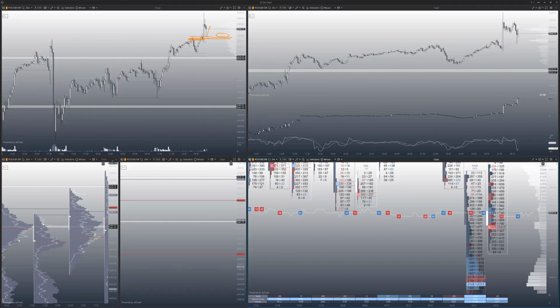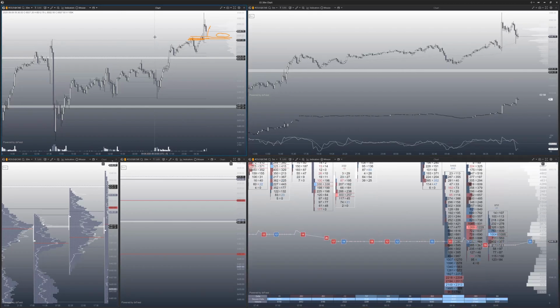Would you buy at 6,570? Let's check, 6,570. You think this 570?